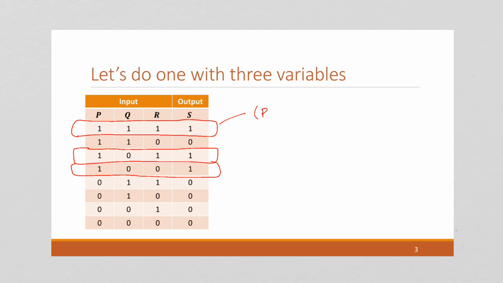So here we have if P is true and Q is true and R is true, then we have an output of 1. Here we have if P is true and Q is false and R is true, we have an output of 1. And here we have if P is true and Q is false and R is false, we have an output of true.